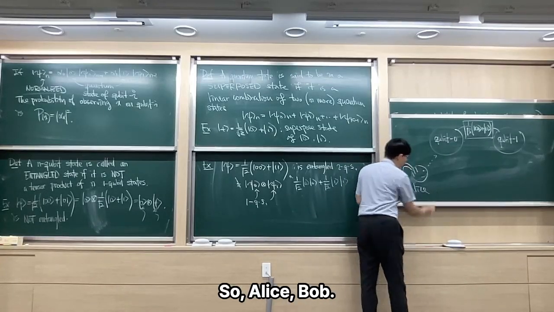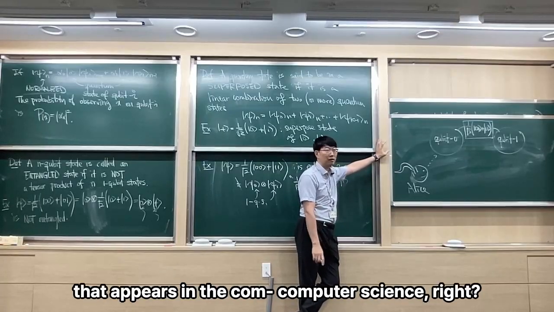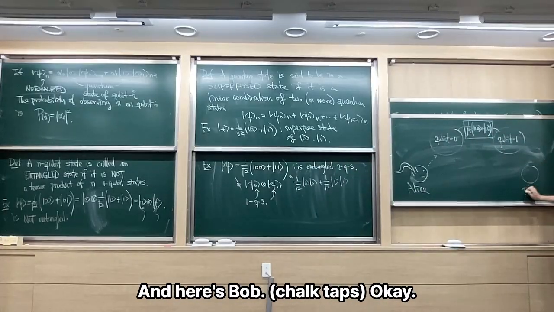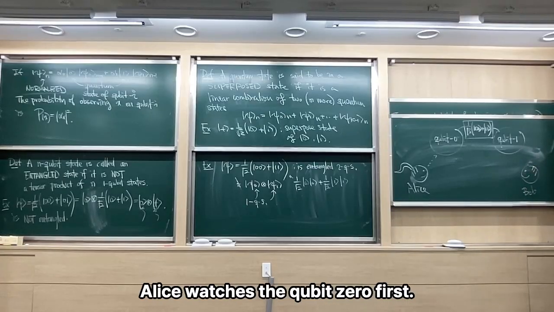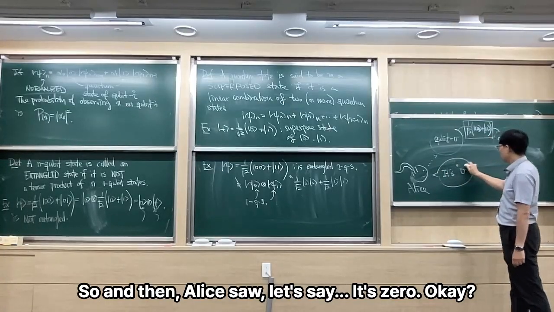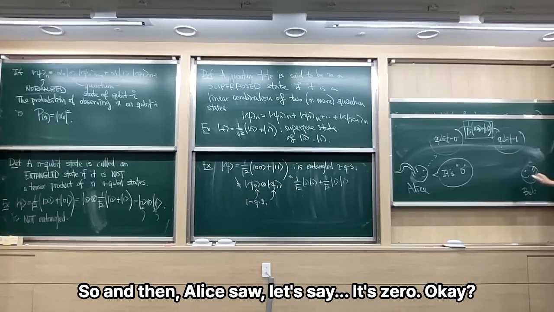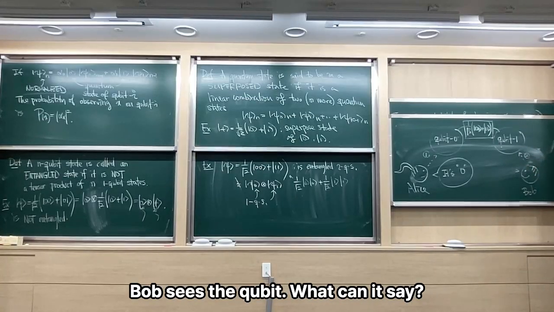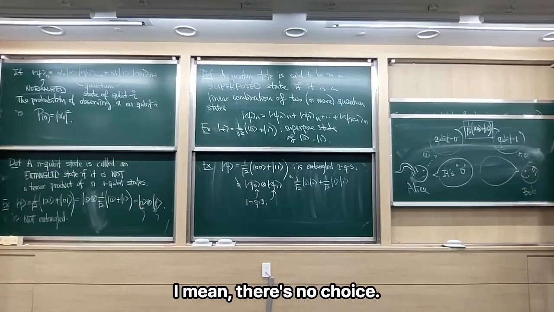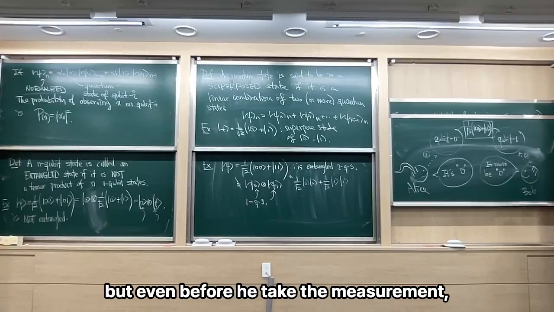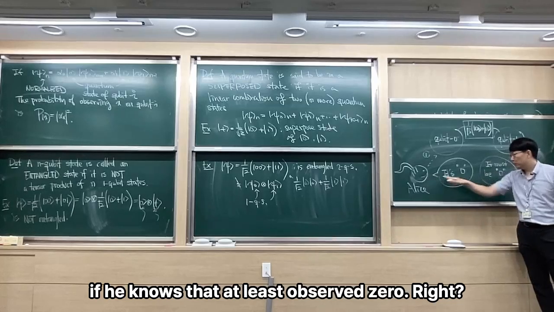So Alice, Bob, and Eve are common names that appear in computer science, right? This is Alice. She watches qubit 0. And here's Bob. Alice watches qubit 0 first, and then Alice saw, let's say, it's 0, okay? So this happens first. And then Bob sees the qubit. What can he say? I mean, there's no choice. Bob has to say it must be 0. He will see 0, but even before he takes the measurement, he knows it must be 0 if he knows that Alice observed 0, right?